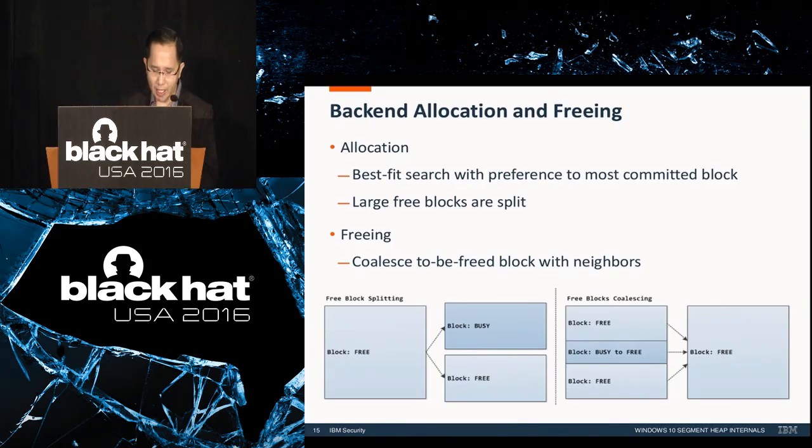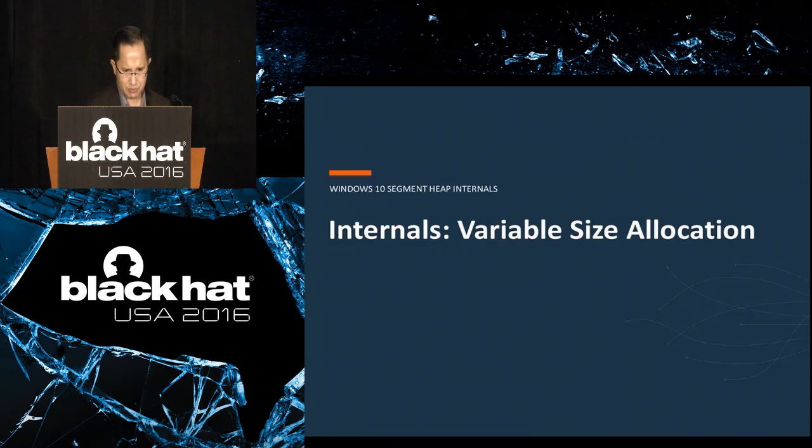So for allocation, as I mentioned, best fit search is done with the most committed block given preference. If a large block is selected, the large block is split. And for freeing, the to-be-freed block is coalesced with neighboring free blocks to reduce fragmentation. So that's the back end.